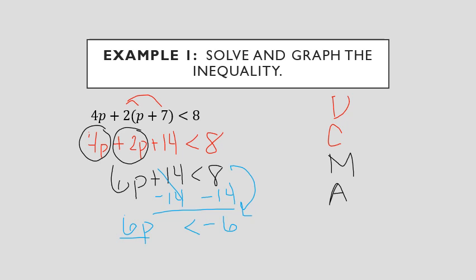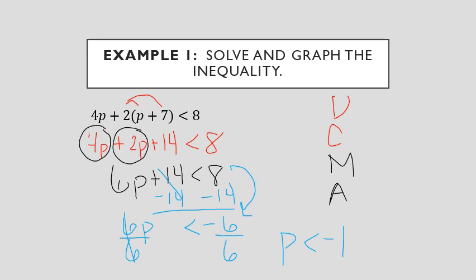And now final step is to divide by a positive 6. So p is less than negative 1. So again, I didn't divide by a negative here, so my inequality doesn't flip. However, I'm looking for all the values of p that are less than negative 1.